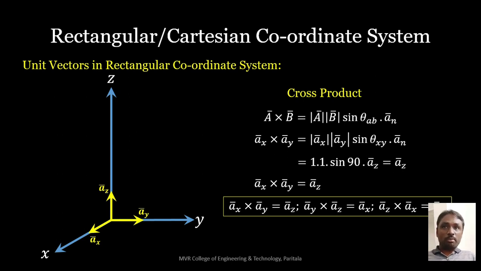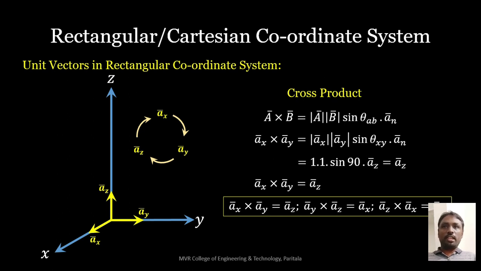We have to remember this sequence: x, y, z, then y, z, x, and z, x, y. This is the way we have to remember. Otherwise, I will show this cycle: ax, ay, az, and again ax. This is the cycle we have to remember. If you follow this cycle, it is in sequence. If you don't follow this cycle, it is out of sequence.